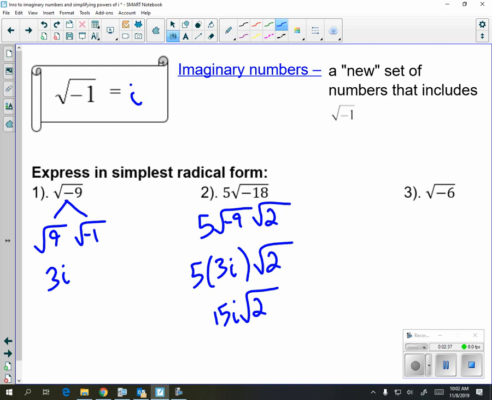You can't break up the square root of -6 into a perfect square and something else. So because it's a -6, the only thing you could do is pull out the negative by making it an i and writing the square root of 6 next to it, because this is technically the square root of -1 times the square root of 6. Again, anytime you see a negative under a radical, make it a positive, put an i out front.